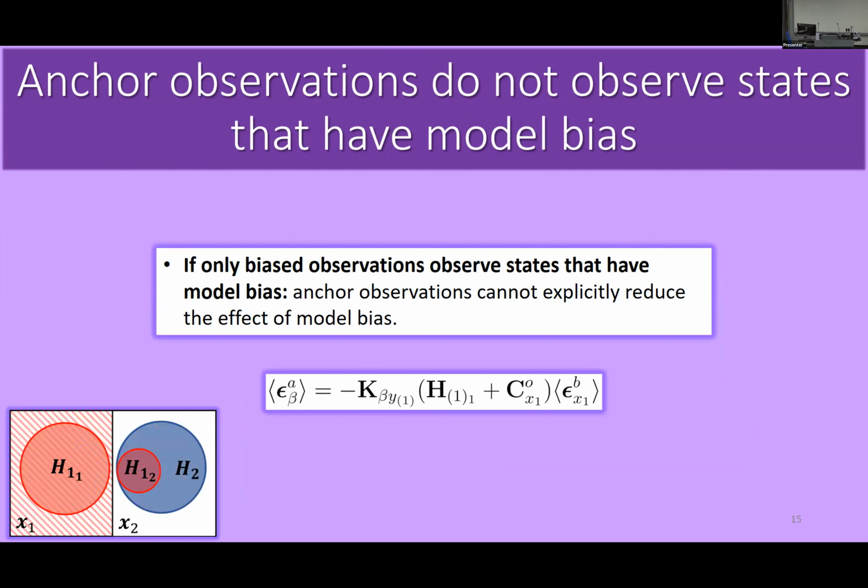So this next case, we only have model bias in X1. That means that the anchor observations don't observe any kind of model bias. So in this case, you can see that this equation is no longer dependent on D, which means that the anchor observations don't have an explicit effect on reducing your contamination of model bias. So the anchor observations can't do anything explicitly to help reduce the model bias.